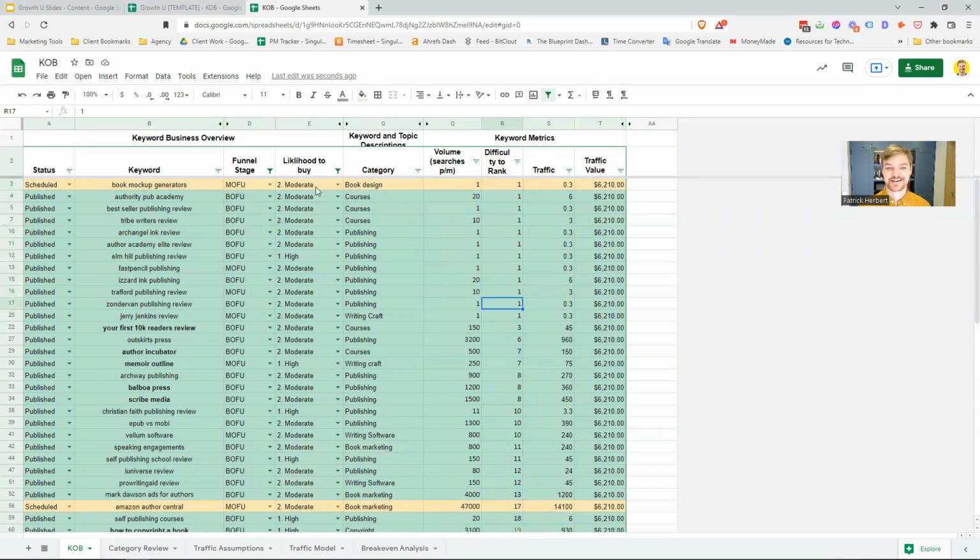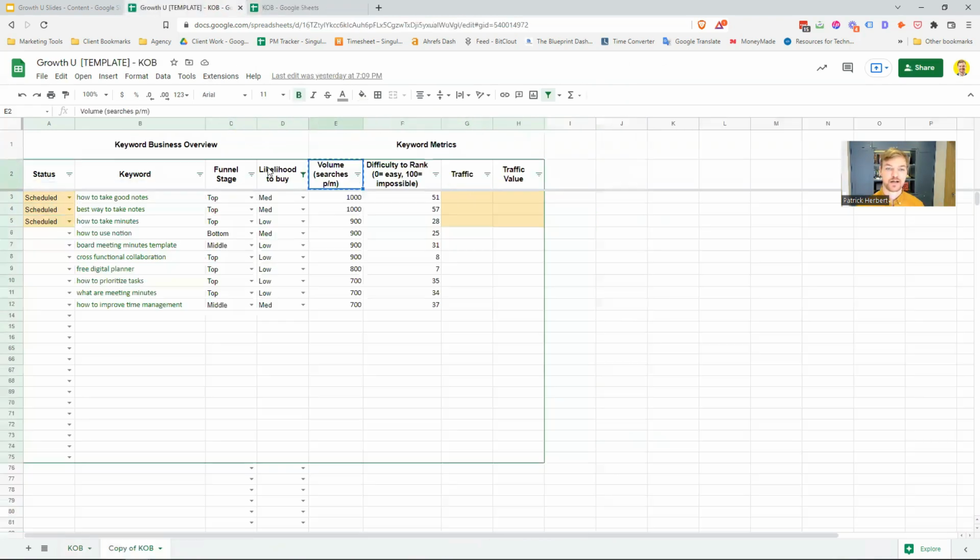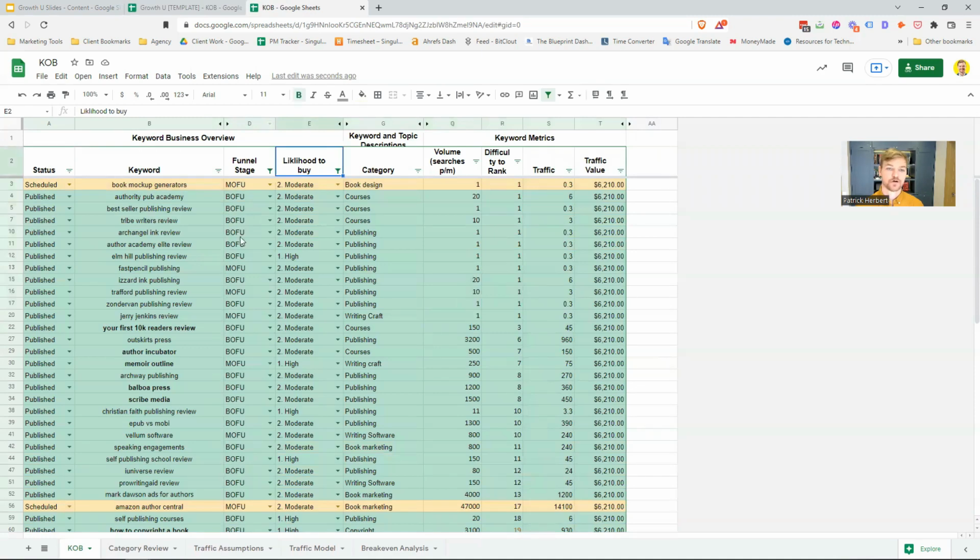Now, I'd forgotten that I'd already done this and pre-filtered this for you, but what we have here is the funnel stage and the likelihood to buy over here. I know that we said top, middle, bottom and medium, low, high, etc. in ours. You can use top, middle, bottom, medium, low. Here I use mofu, bofu, tofu, right? So middle of funnel, top of funnel, bottom of funnel. You can see here that I've already pre-filtered this.